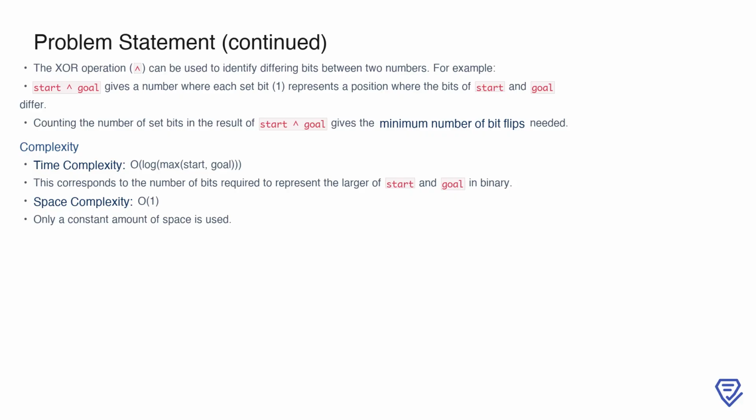The time complexity of this approach is O(log(max(start, goal))), which corresponds to the number of bits required to represent the larger number in binary. The space complexity is O(1), as the solution requires only a constant amount of space. This makes the method computationally efficient and well suited for the problem constraints.